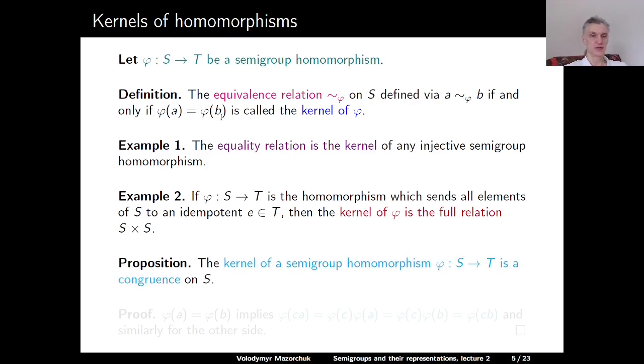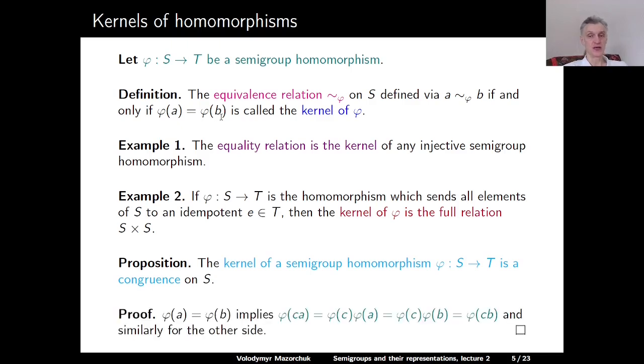And here is a proposition: the kernel of any semigroup homomorphism phi from S to T is a congruence on S. Proof: two elements of S are tilde phi related if and only if phi of A is equal to phi of B.